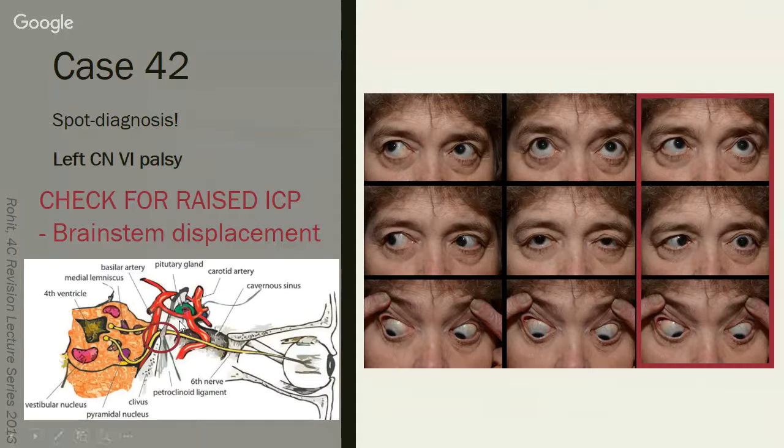So the reason for that is because the nerve comes onto the clivus. It's a very acute angle for a nerve, 90 degrees. As the brainstem herniates downwards, this is going to get pulled, causing a sixth nerve palsy. That's the theory behind it. So with sixth nerve palsy, the one thing you want to rule out is a mass in the brain, a bleed in the brain, something causing increased ICP.